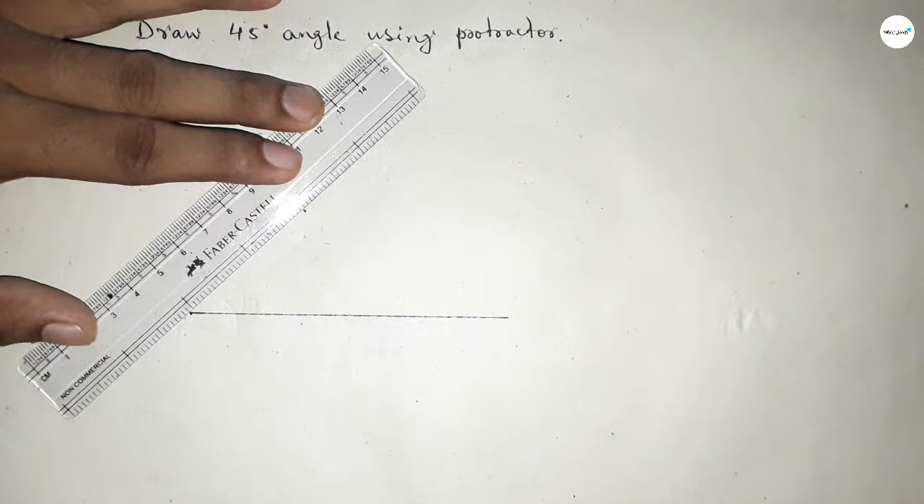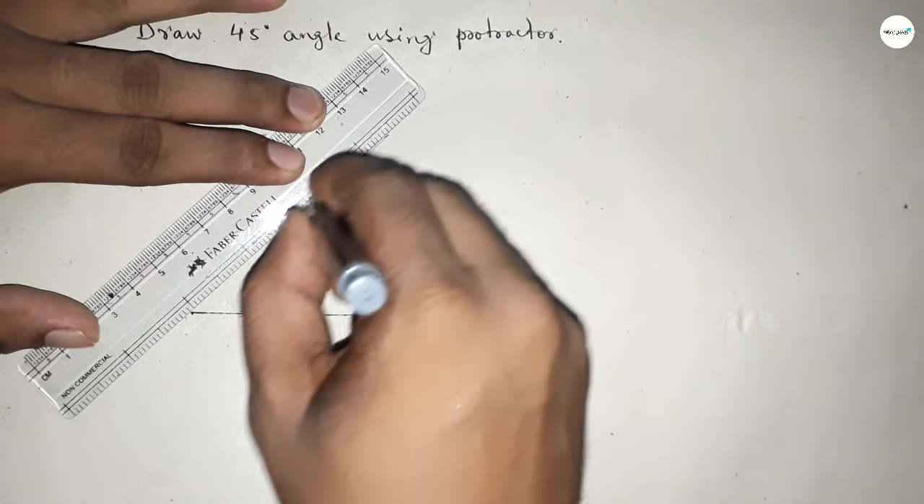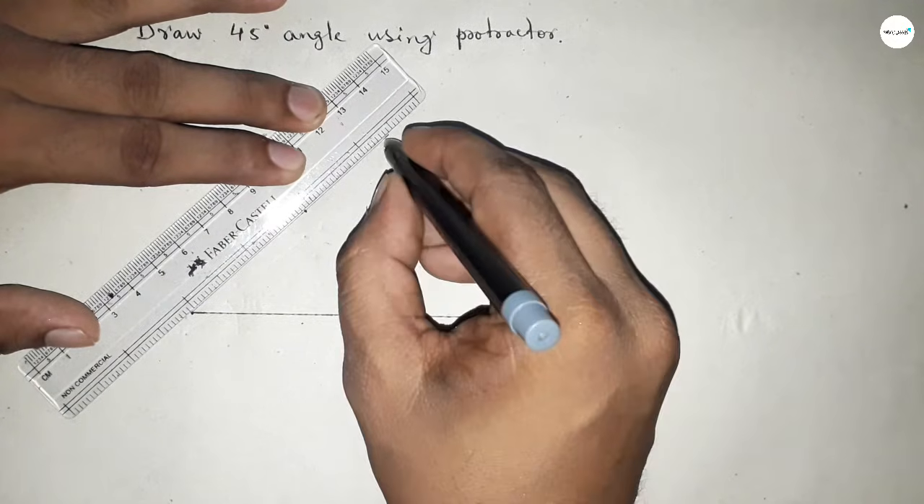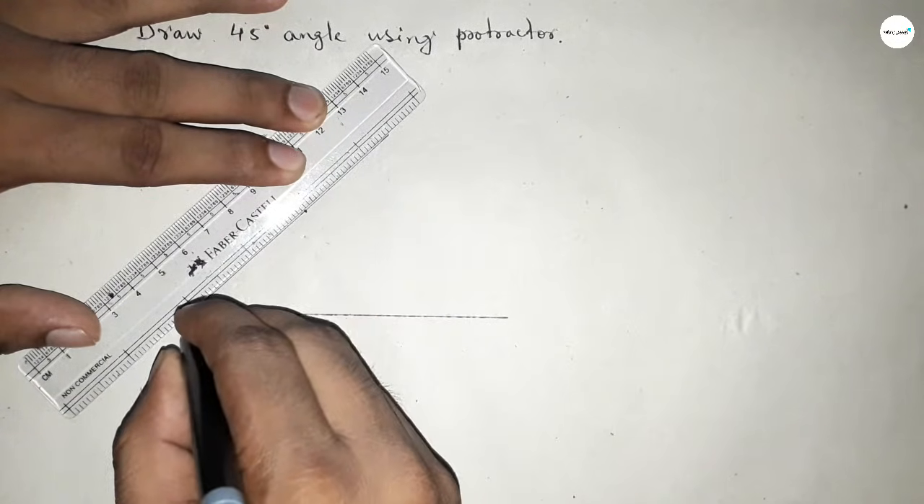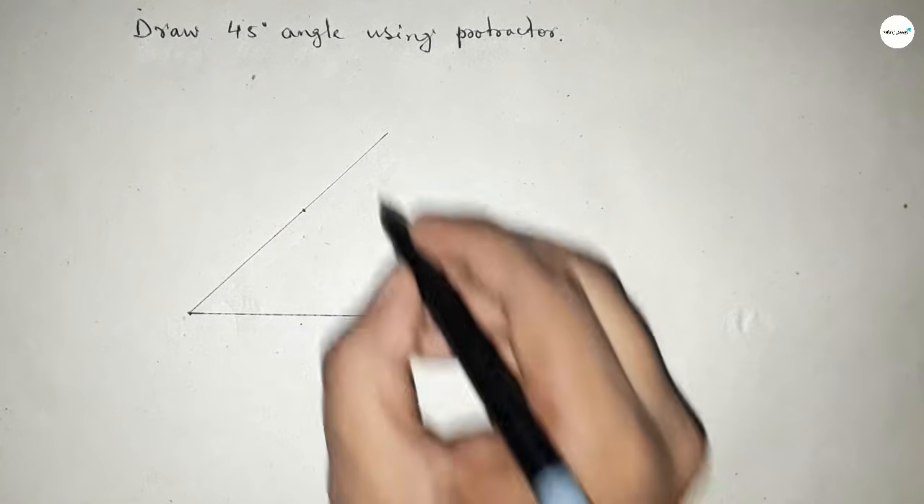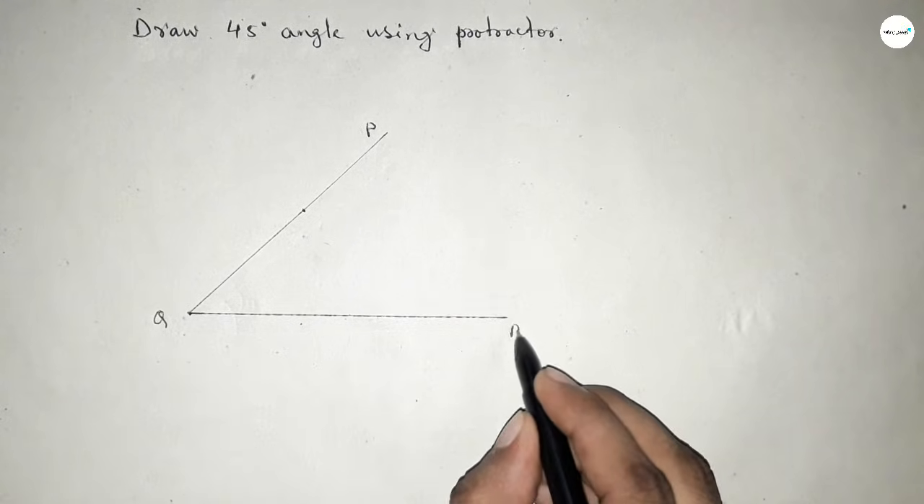So first joining this side. Okay, so we got 45-degree angle by joining this. So this is P, Q and this is R.